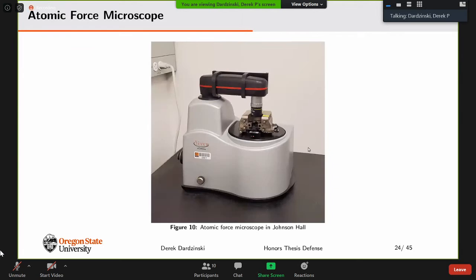And then we also use an atomic force microscope in this experiment, and that lets us look at the surface topology and roughness, just to compare what the surfaces of our samples look like when it's clean versus defective.